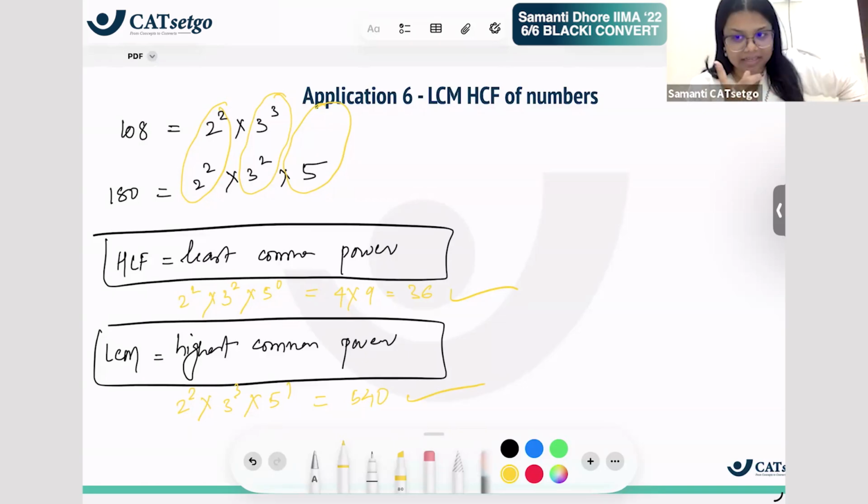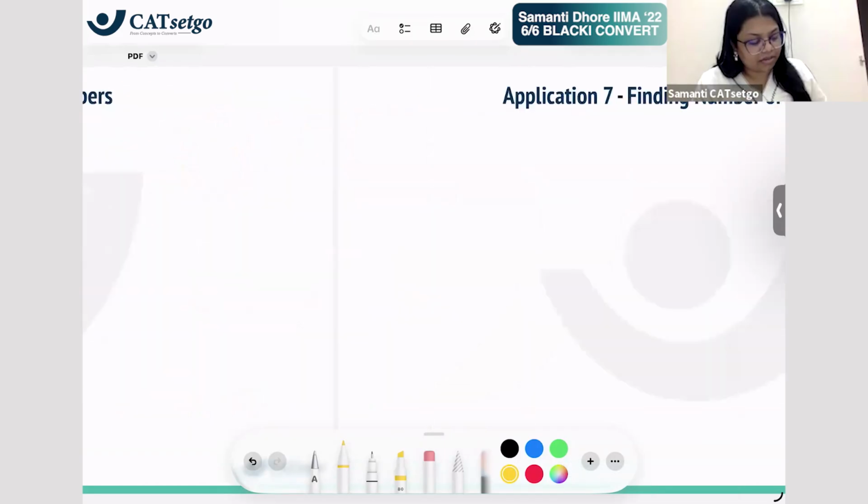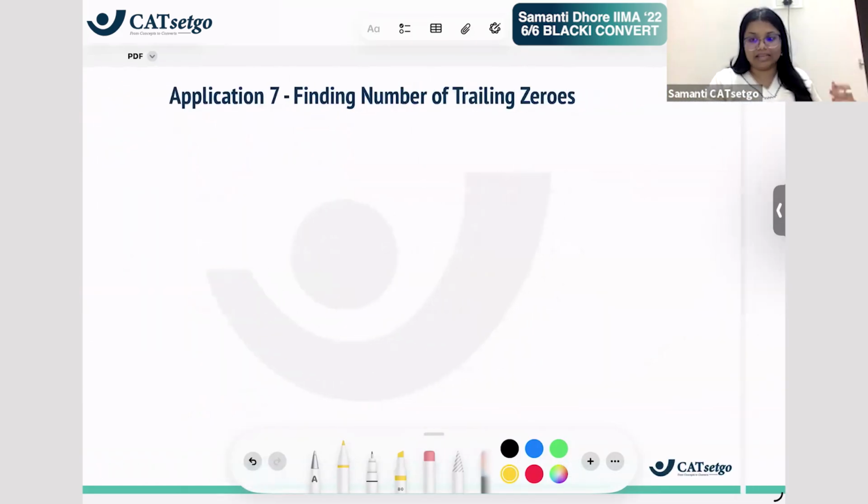It's similar to how we did it yesterday. Just a different way of looking at it. Now, this is the sixth application. Now we are getting a bit more serious. अभी तो ऐसे warm up था, theory था. Now we are getting a bit more serious, more interesting applications of prime factorization. So here the application of prime factorization is finding the number of trailing zeros.